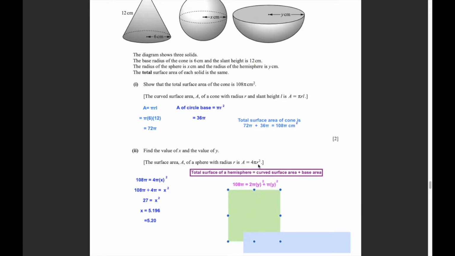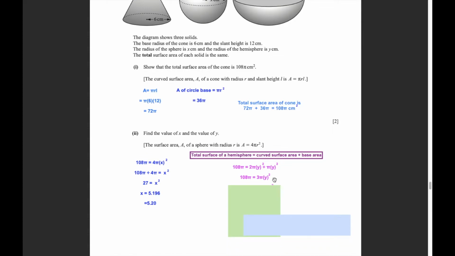But r in this case is going to be substituted for y, right? So 2 pi y squared plus the base area, which is the area of a circle, pi r squared, but we're going to place y in this case, so pi y squared. So you add that together, it gives you 3 pi y squared. And if this confuses you, think about 2x squared plus x squared. That would simply give you 3x squared, right? So we're going to add the coefficients.